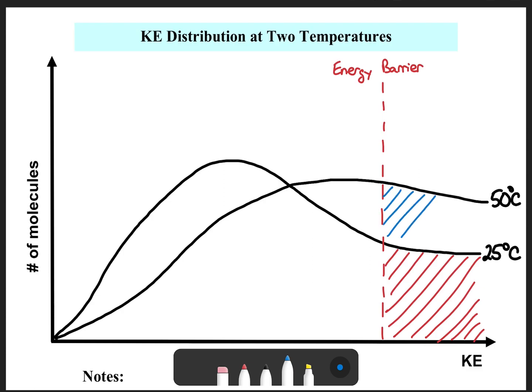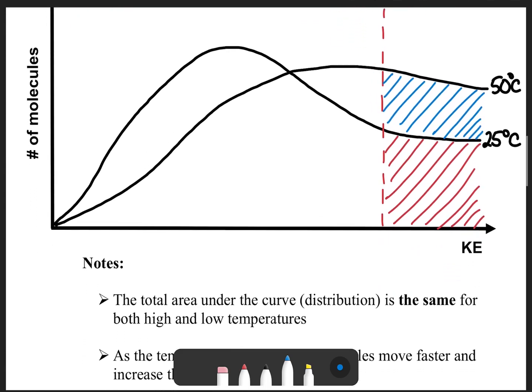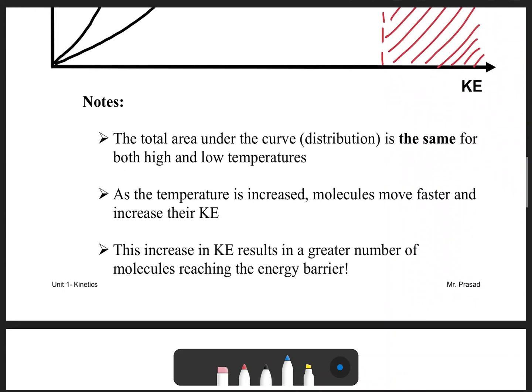Now, at 50 degrees Celsius, we have more molecules to the right of the energy barrier with sufficient kinetic energy. And that's why at a higher temperature, we would expect to have a faster reaction rate because there are more molecules with sufficient kinetic energy to the right of the energy barrier.